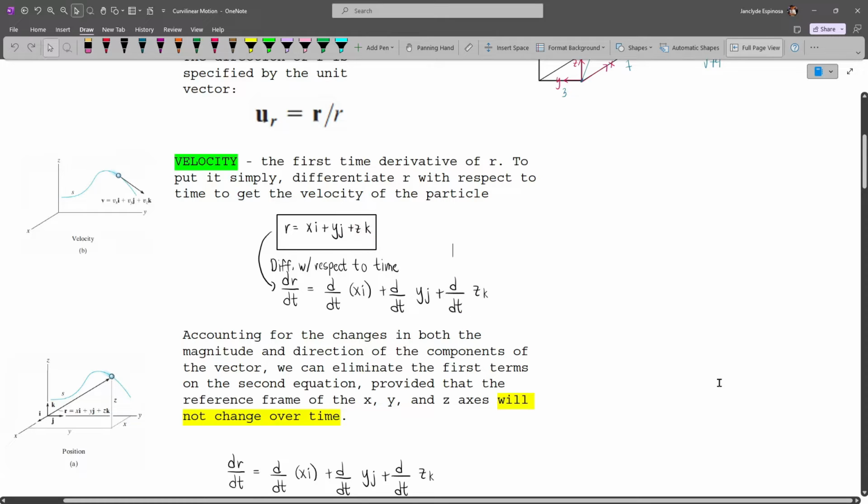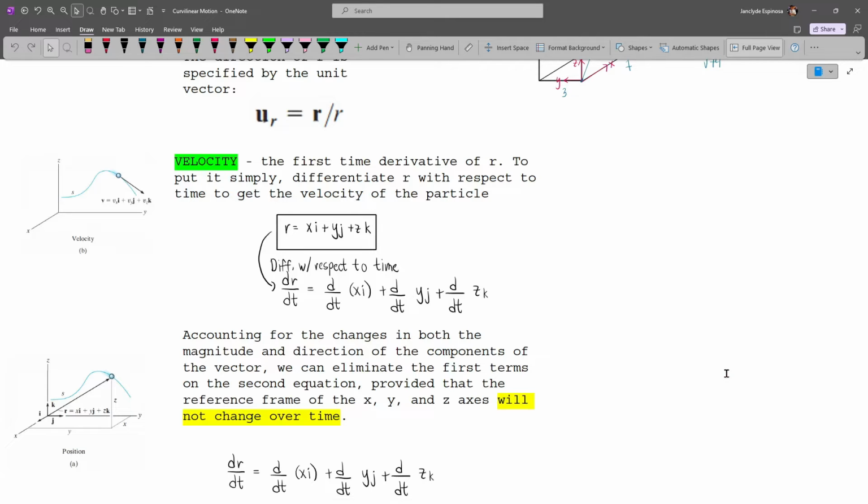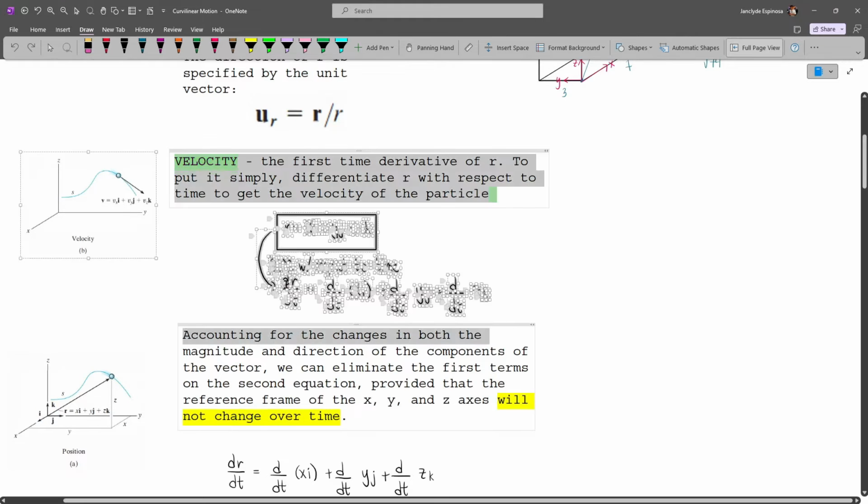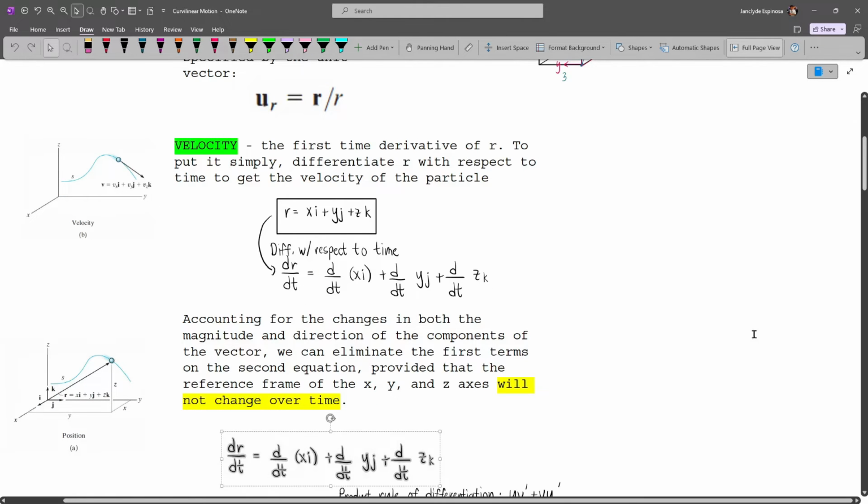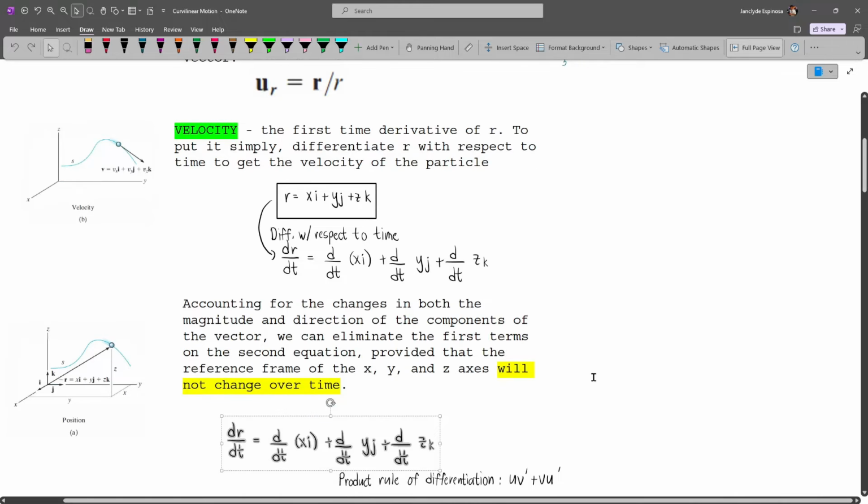Now, accounting for the changes in both the magnitude and direction of the components of the vector, we can eliminate the first terms on the second equation, provided that the reference frame of the x, y, and z axes will not change over time. Notice that i, j, k right here will not change over time. Therefore, it is constant. Since we have this equation, we can apply the product rule of differentiation, which is uv prime plus vu prime, in order to separate this.